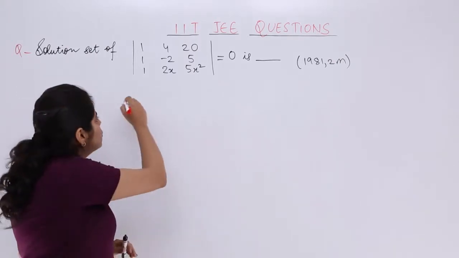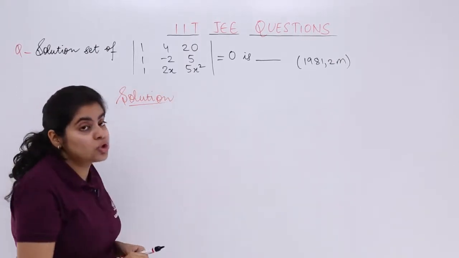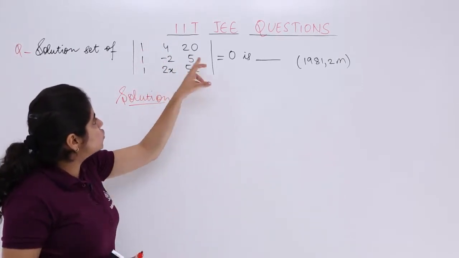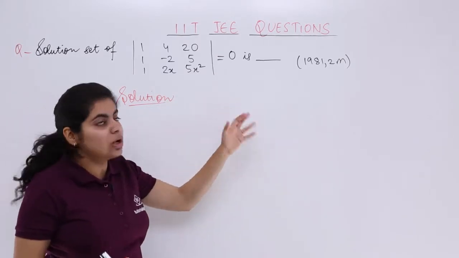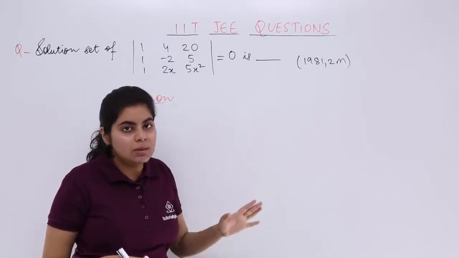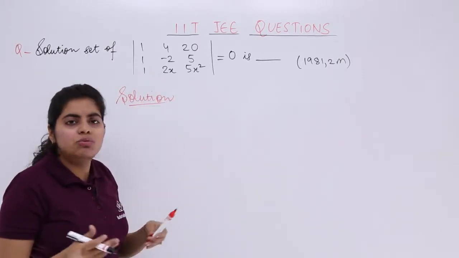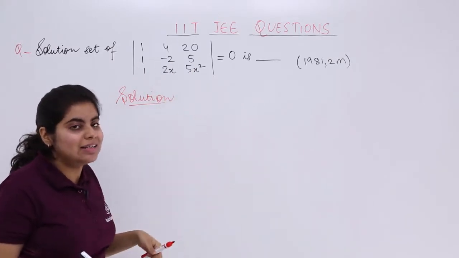You cannot leave the question without solving. So let's solve it. There were no options, you need to solve it completely. You have 1, 1, 1, 4, 20, minus 2, 5, 2x, 5x square. One option is that you start solving directly because there is no subjective question that you need to apply properties. The other is make zeros. Whatever you find easier, since there are very small numbers involved, let's start it as it is.